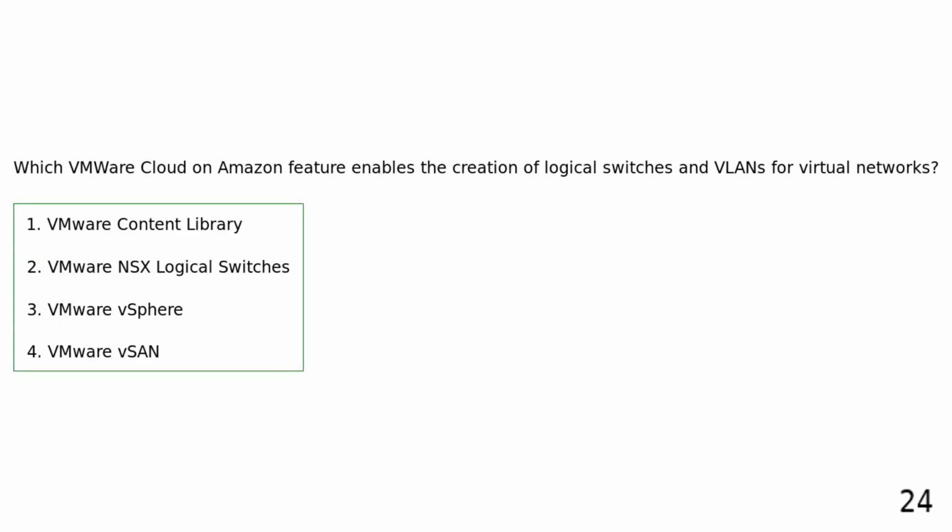Which VMware Cloud on Amazon feature enables the creation of logical switches and VLANs for virtual networks? VMware Content Library. VMware NSX Logical Switches. VMware vSphere. VMware VSAN.